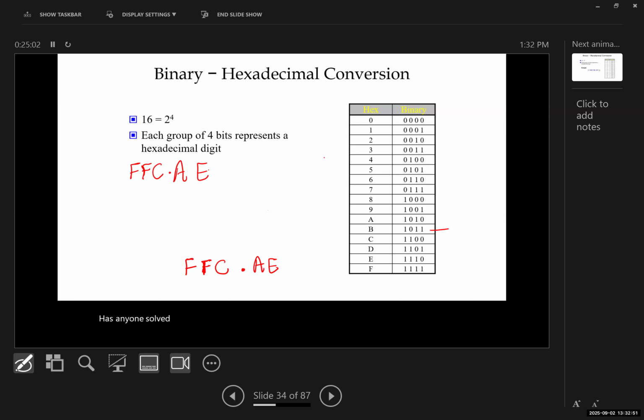Has anyone solved it? Has anyone, what is the answer? In octal. 7774.53.